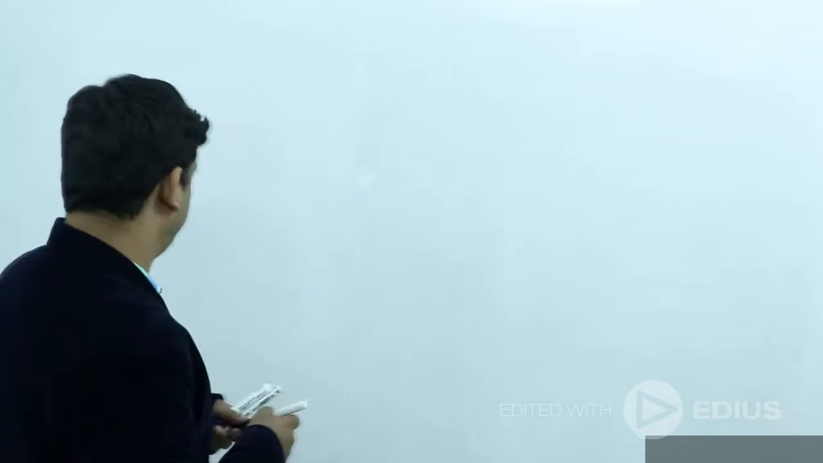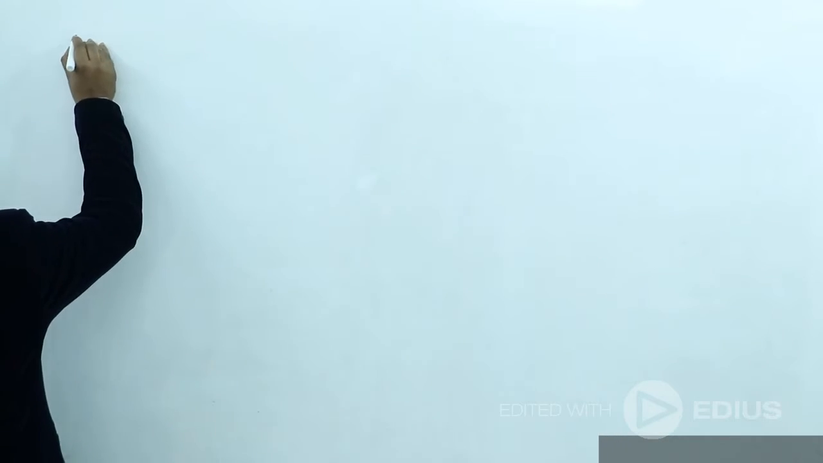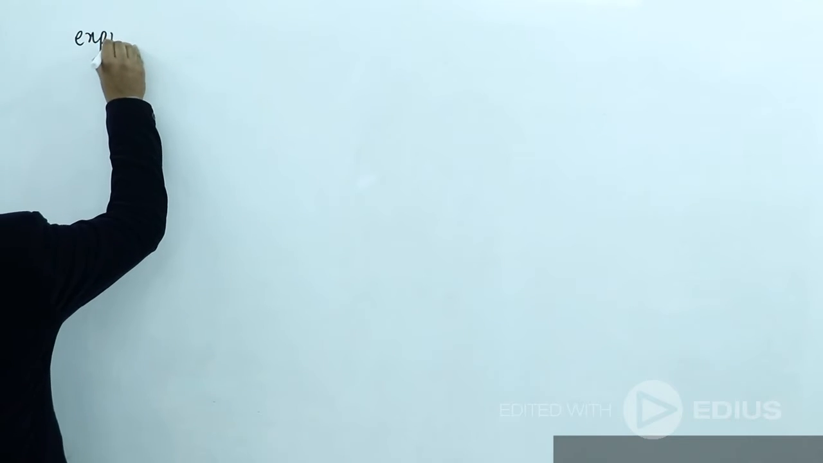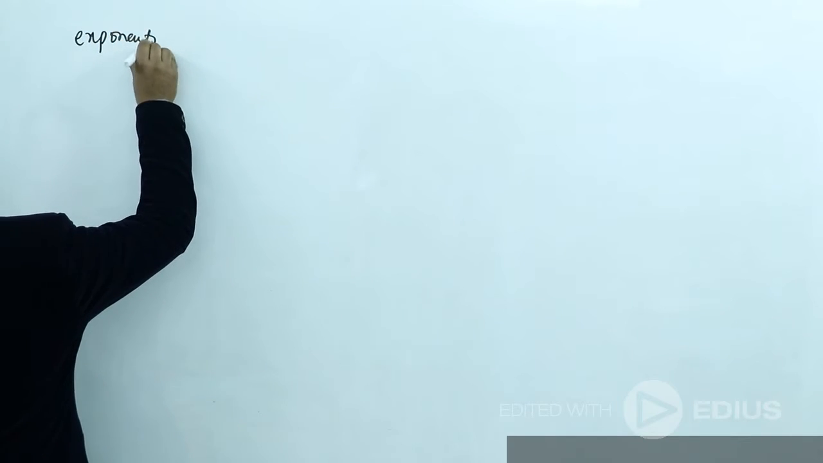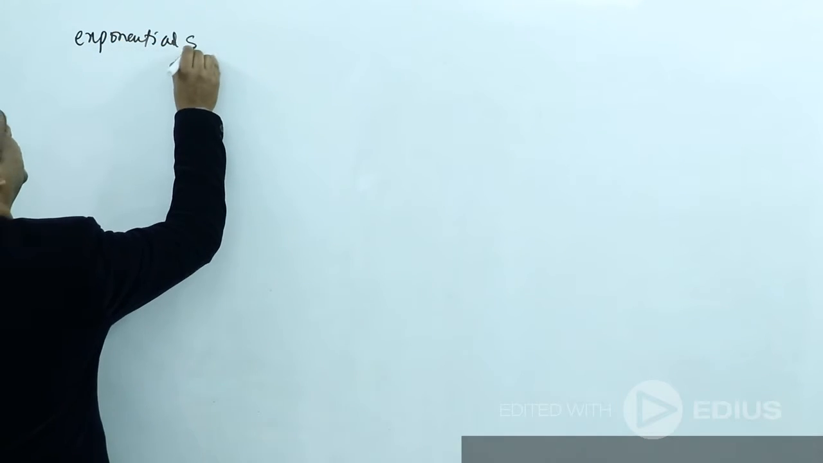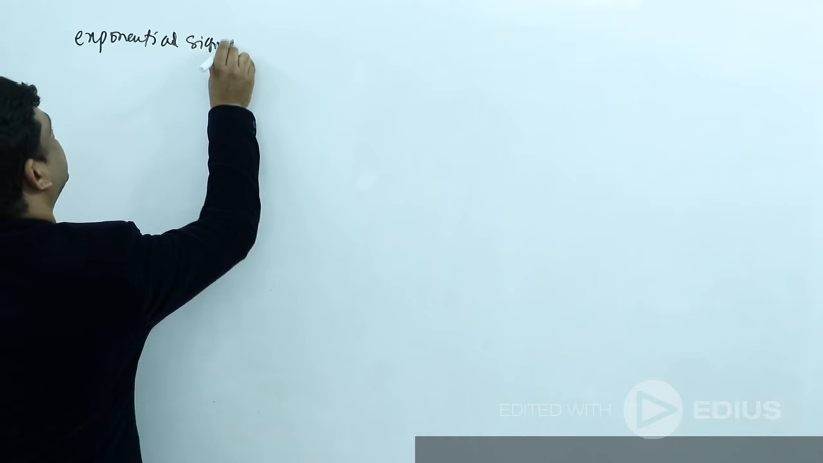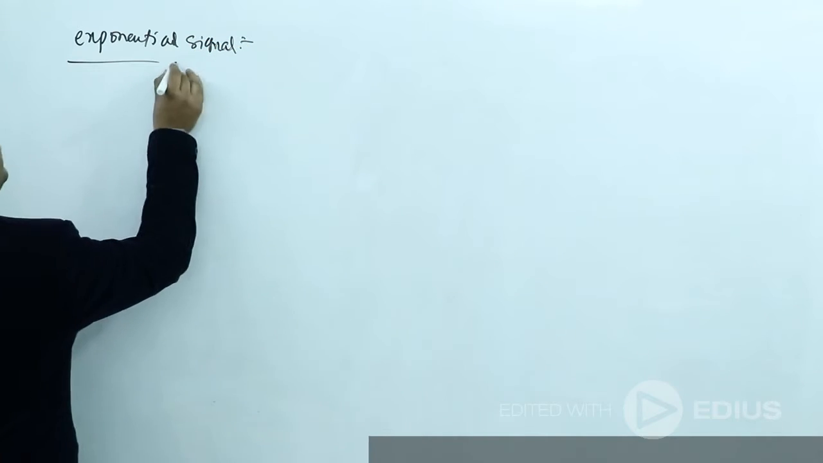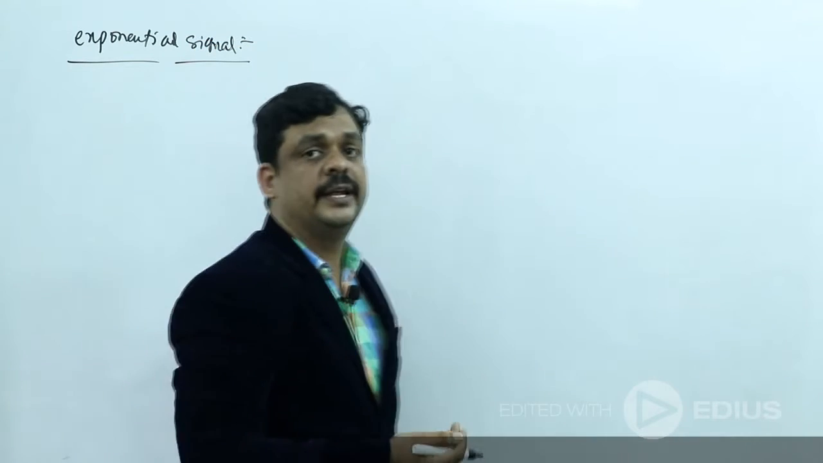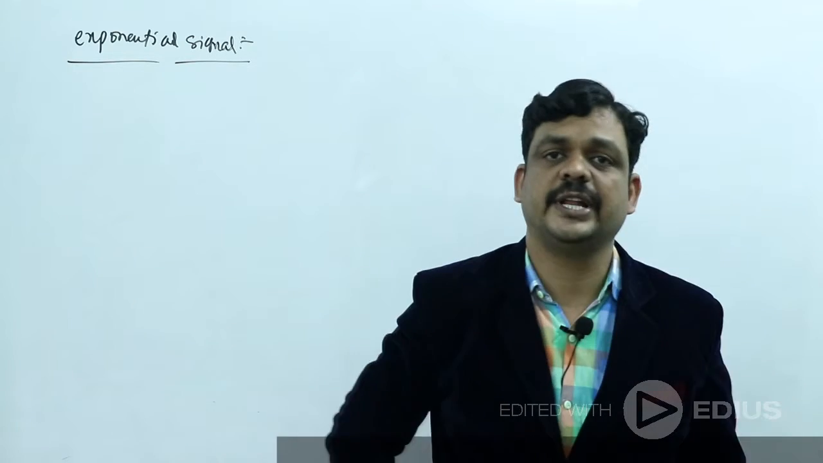Standard signals. These signals are real-time user signals, right? So in that, one signal is the exponential signal. It is one of the very, very important signals, because generally, the practically available signal is the exponential signal. Exponentially increases or exponentially decreases.